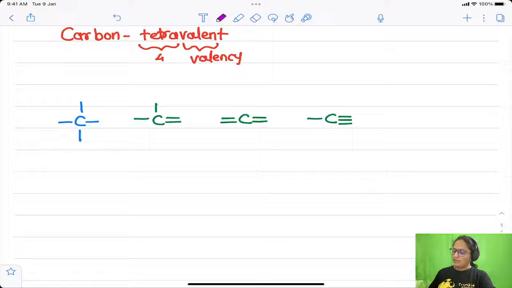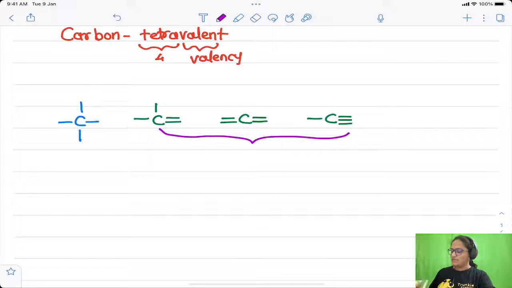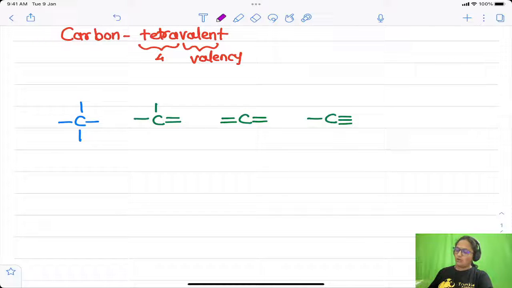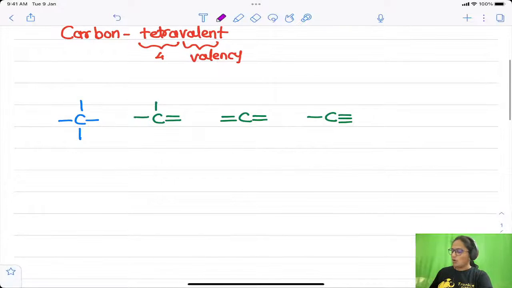Now in these possibilities, there are double and triple bonds, right? In these 3 green colored possibilities, there are double and triple bonds. So always remember, hydrogen can form only a single bond. Can hydrogen be present here? No. Can hydrogen be present here? No. Can hydrogen be present here? No. Hydrogen cannot form a double or triple bond. Hydrogen can always form only a single bond.